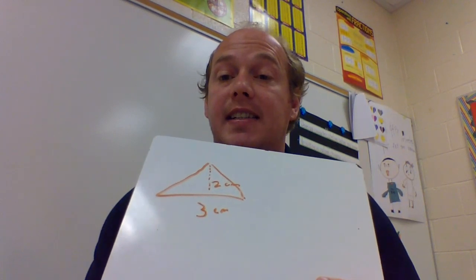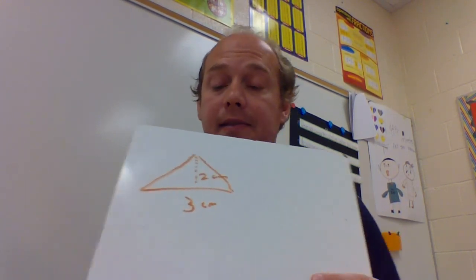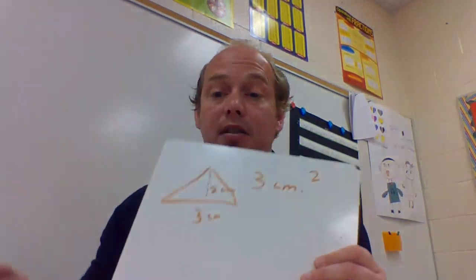Half of 6 is 3. So the area of this triangle is 3 centimeters. And what do we put over the centimeters? The little 2, which means squared. So the area of that triangle is 3 centimeters squared.